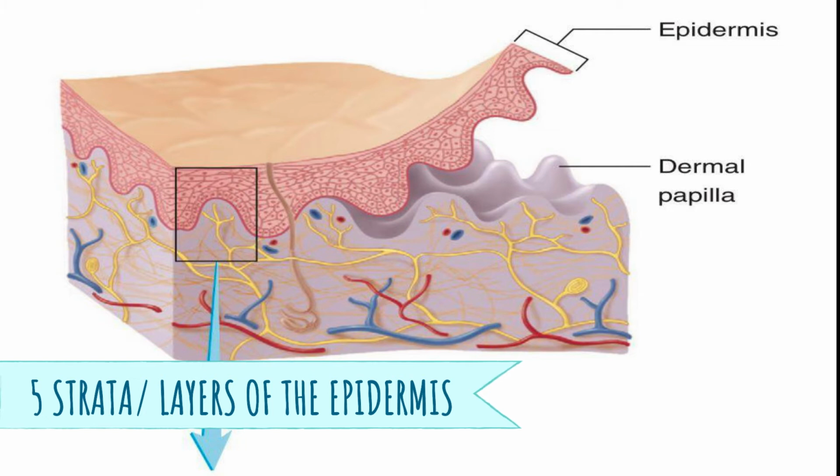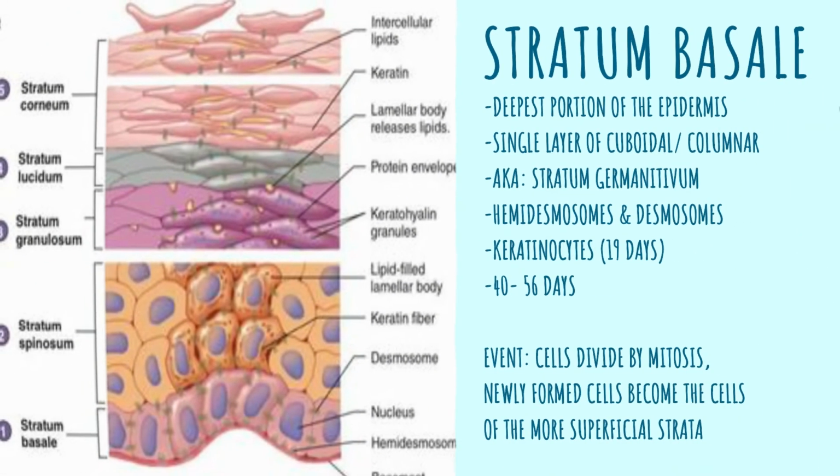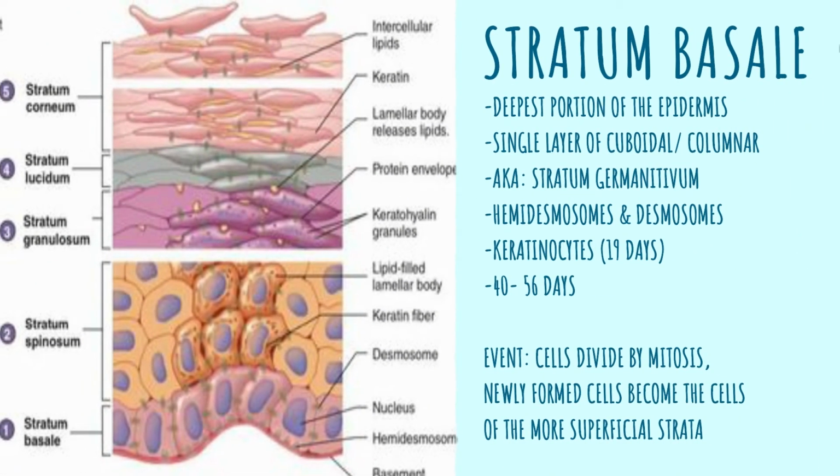Let us first discuss the first stratum. Stratum basale is the deepest portion of the epidermis, and it is composed of a single layer of cuboidal or columnar cells. It is also called the stratum germinativum, and its structural strength is provided by the hemidesmosomes, which anchor the epidermis to the basement membrane, and the desmosomes, which hold the keratinocytes.